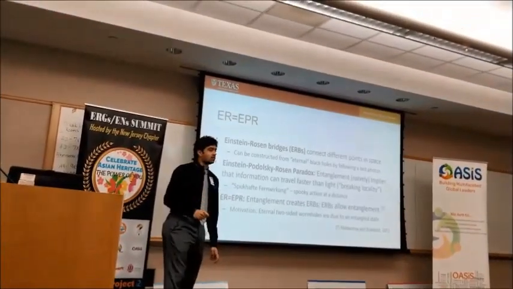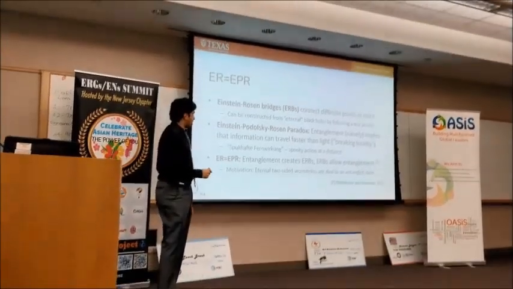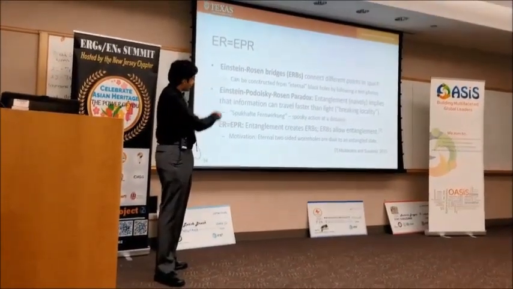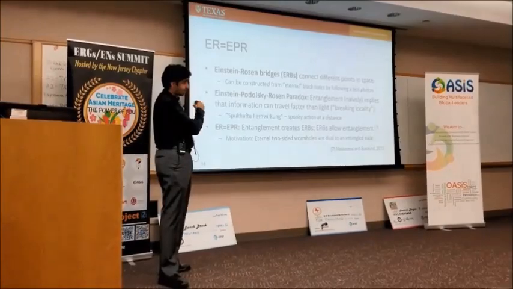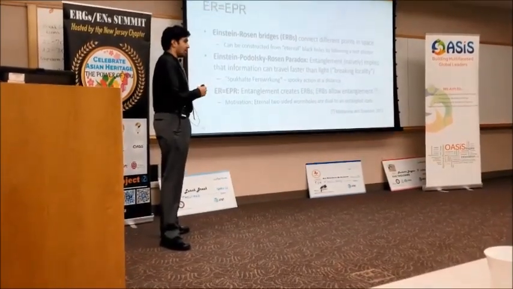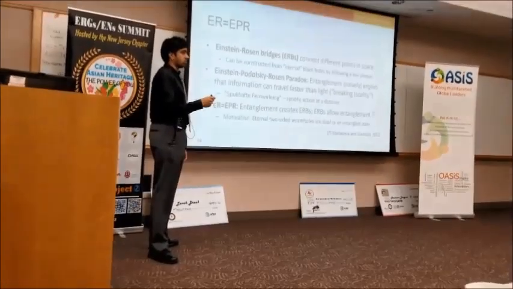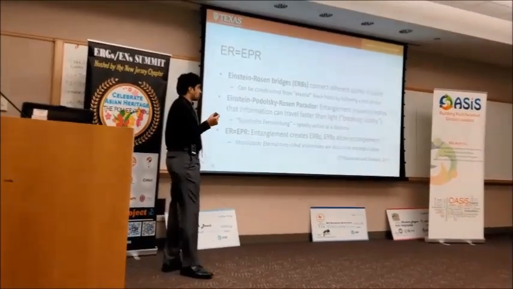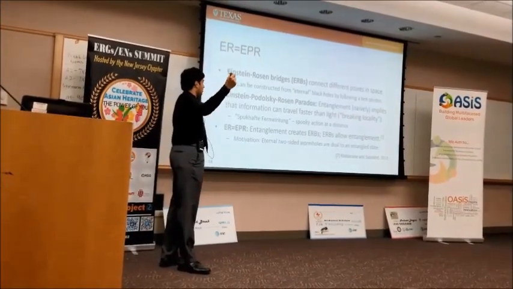Now, that kind of gives rise to ER equals EPR. To explain what those letters mean, first, ER, or Einstein-Rosen bridges, are just wormholes. They are structures that connect different points in space.